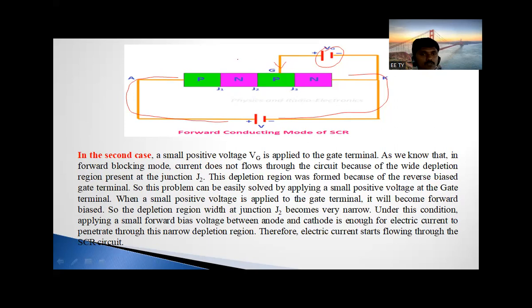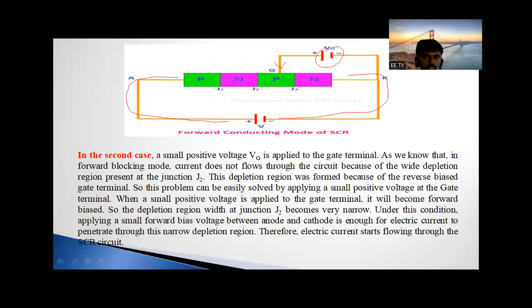Okay, so that's what we have discussed, by applying a small positive voltage to the gate terminal. As we know, in forward blocking mode, current does not flow through the circuit. Does current flow in forward blocking mode? Still it will act as an off state, as an open switch. So there is no chance for current to flow from anode to cathode.